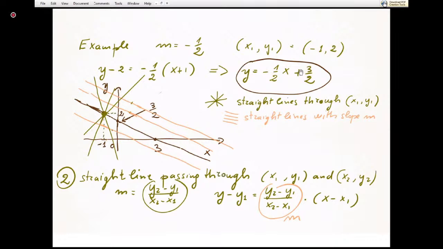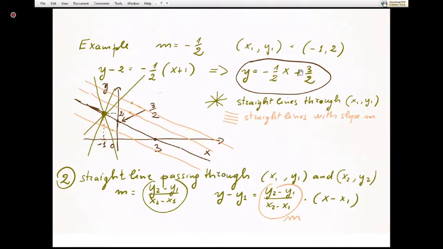Without imposing m equal to minus 1/2, but leaving this m variable here, we would get all the possible straight lines passing through this point, which is a set of lines centered at a given point. If we also impose the slope, of course we select just one among these straight lines, which is precisely the brown one. Okay, so the green one is the set of straight lines through the point. The brown one is the one among them having slope equal to minus 1/2.